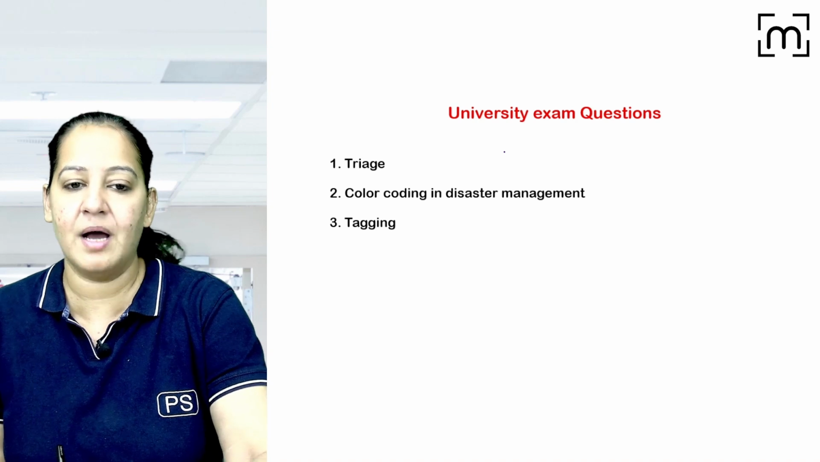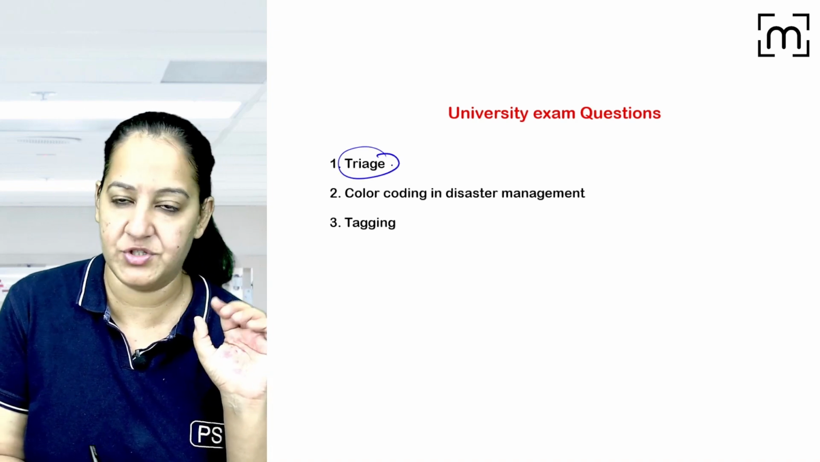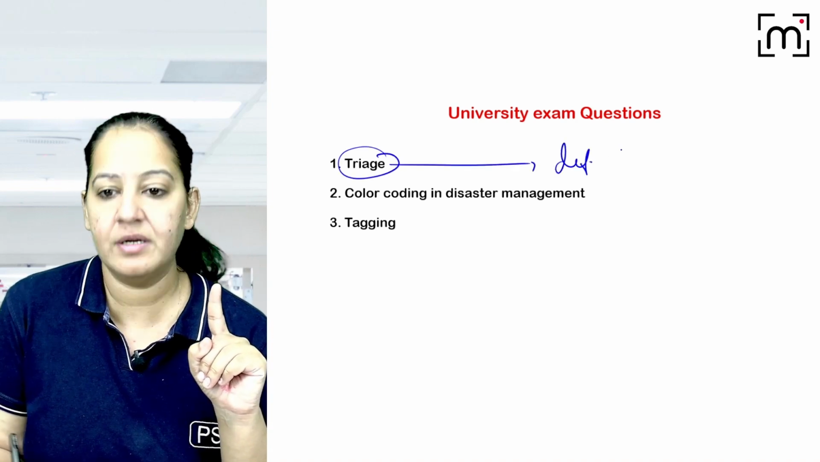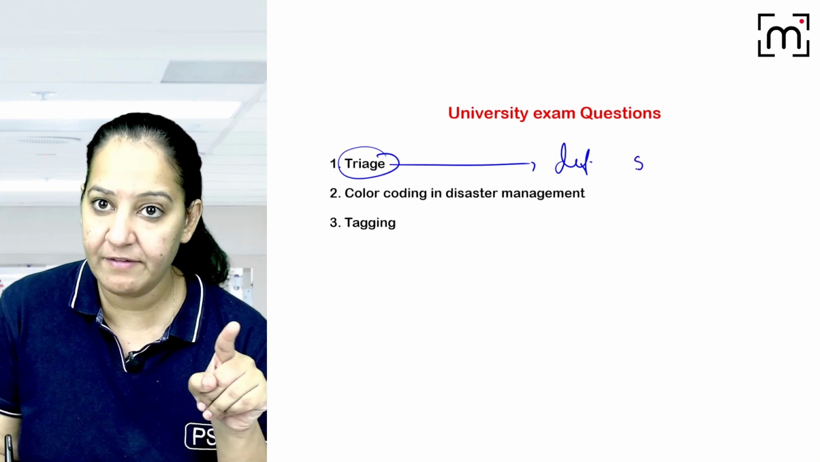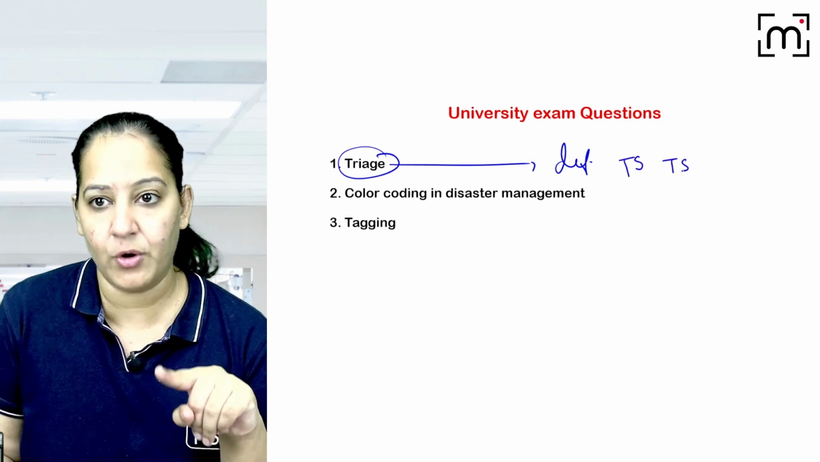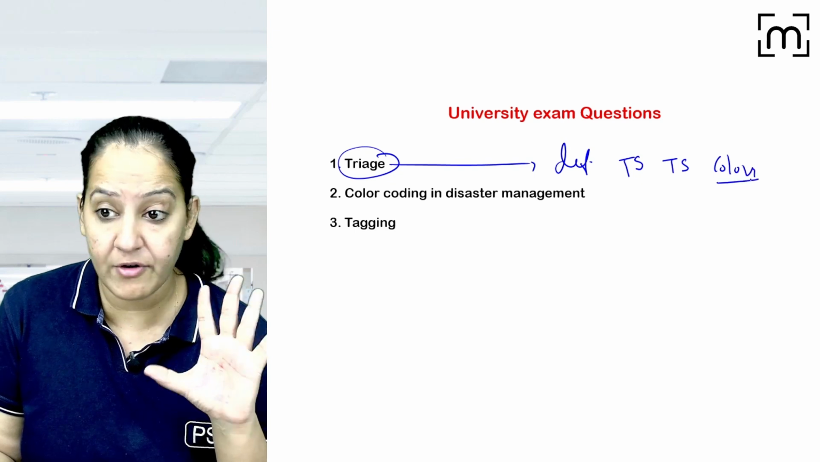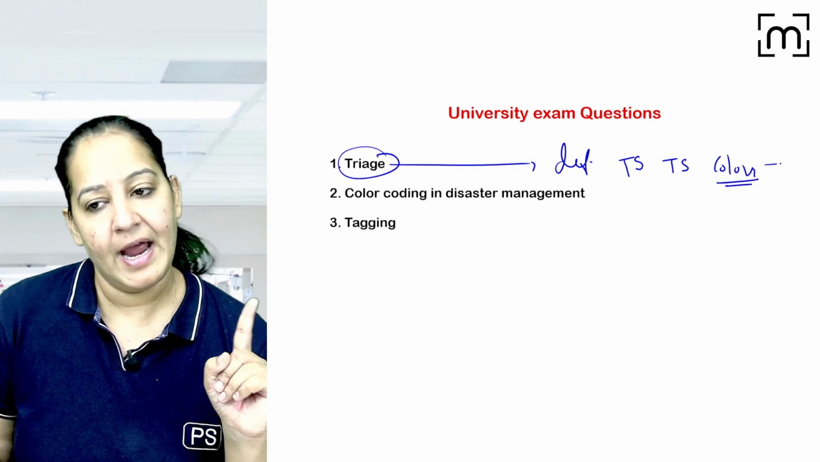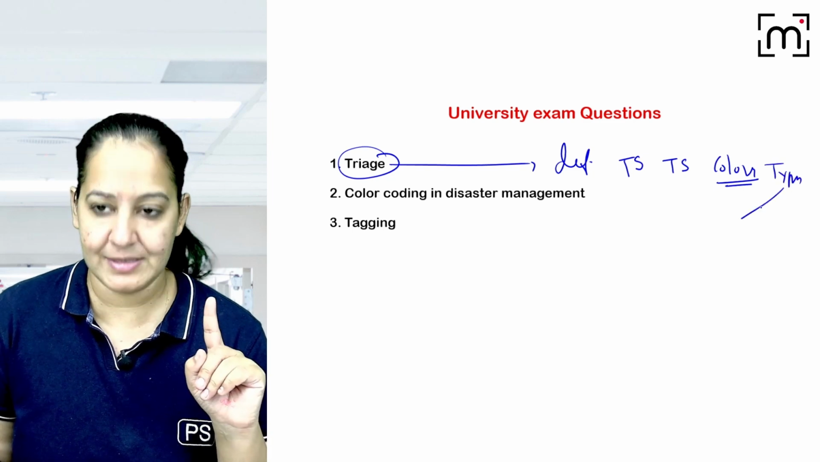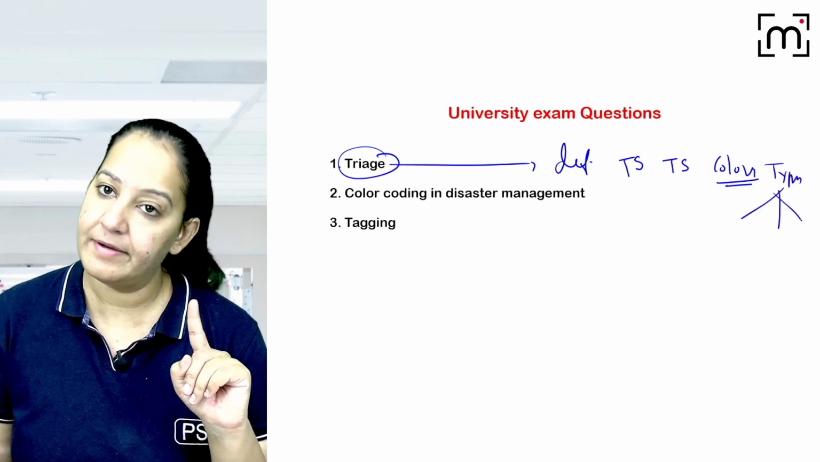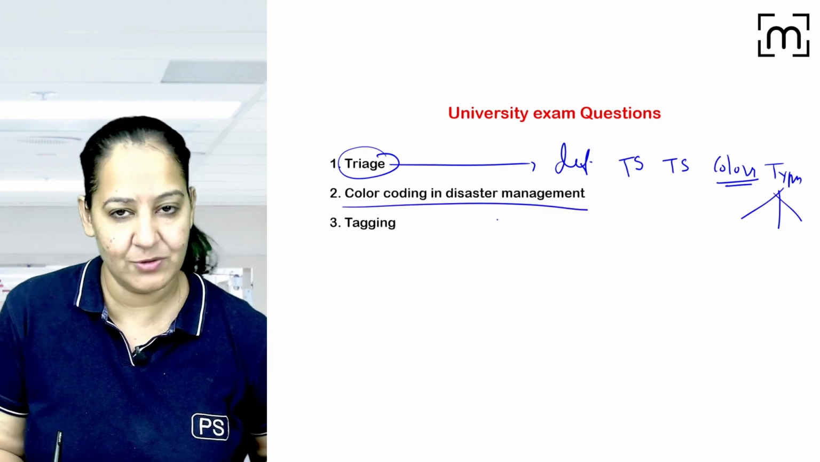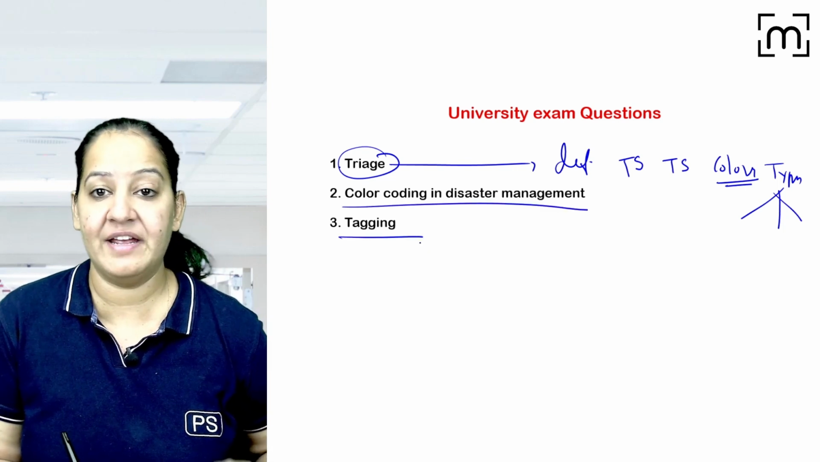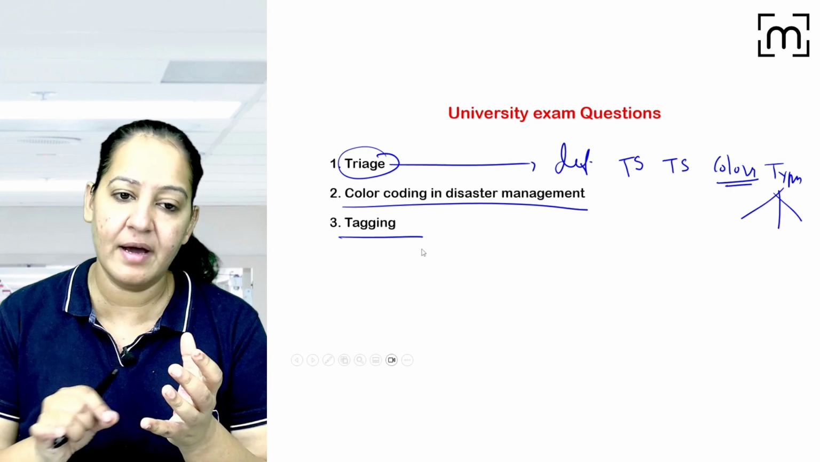So in the university exam, you usually get a question on complete triage. Here you have to write the definition, you have to write the sieve, triage sorting, you have to write the color coding, the ultra important, you have to draw the 4 colors, and color coding you have to explain, and the types, the 3 types, the simple, rapid and reverse triage. Color coding they can ask you separately, tagging they can ask you separately, in which the cards are made, in which we write the triage.